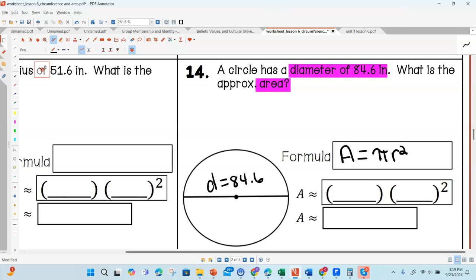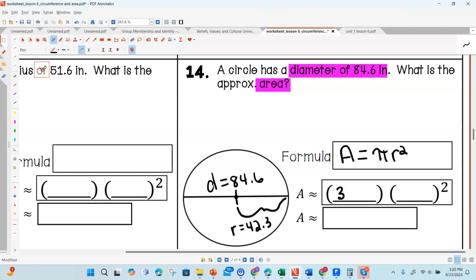We don't have a diameter in this formula, so we're going to have to find the radius. In order to find the radius, we know that it is half of the diameter. The radius is from the center to the outer edge. So we just need to take half of 84 and 6/10. The radius gives us 42 and 3/10.